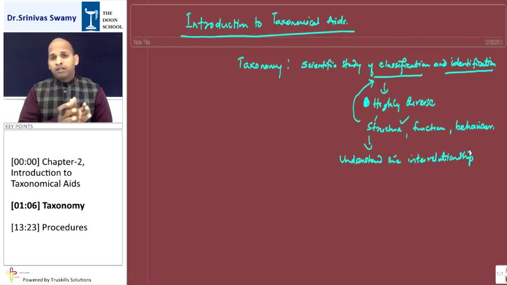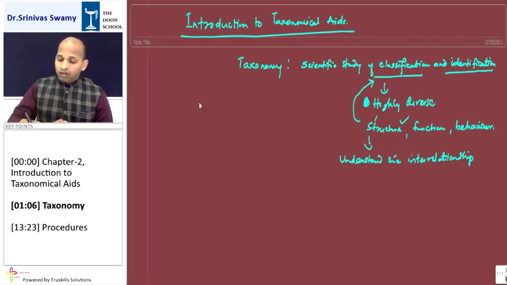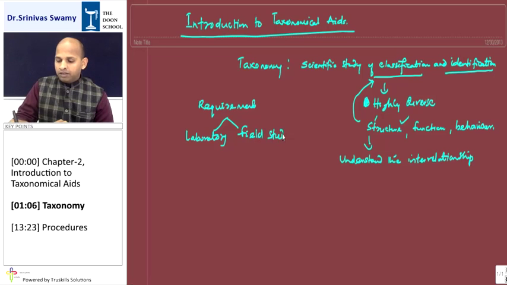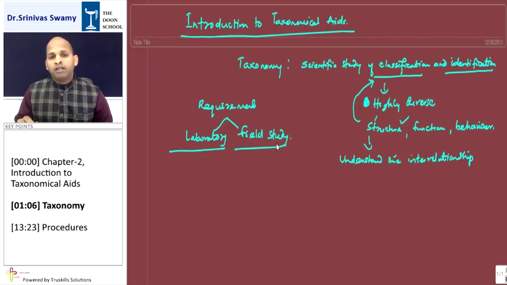So classification and identification for the study of taxonomy of organisms require laboratory as well as field studies. So what is the requirement basically that we'll be discussing is both laboratory as well as field studies. Laboratory or field study, both are essential to understand the particular organism's behavior, structure and its interrelations.